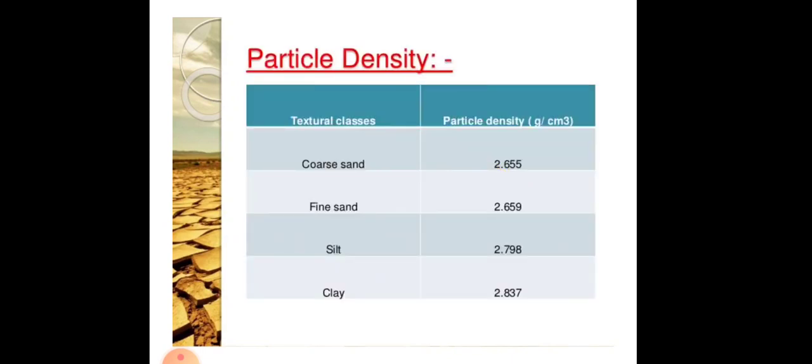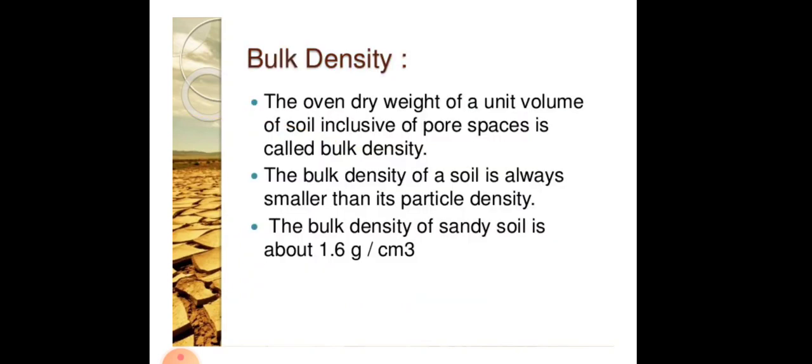In this chart you see that there is the type of texture and there is a particle density which lies around 2.65. Then we go for the bulk density. We already discussed the bulk density, because while calculating the bulk density, we consider the total weight of the solid particles as well as the weight of the spaces present between the particles. So here we calculate total weight.